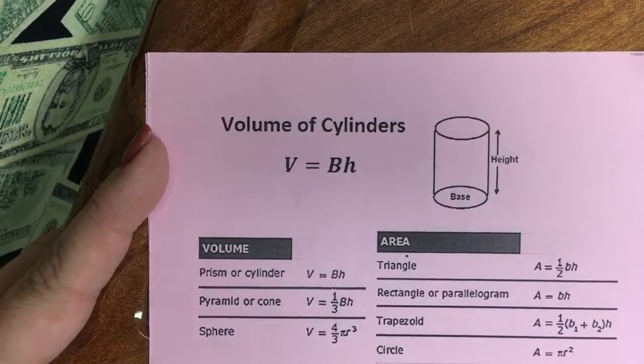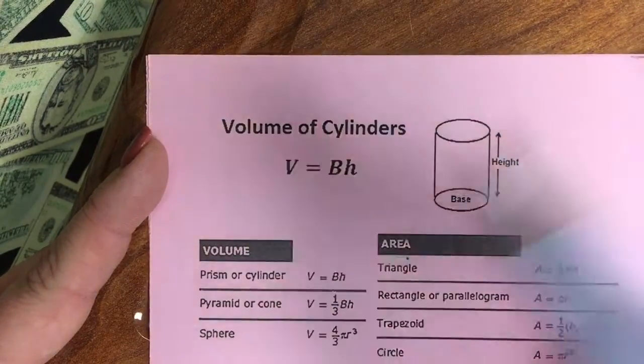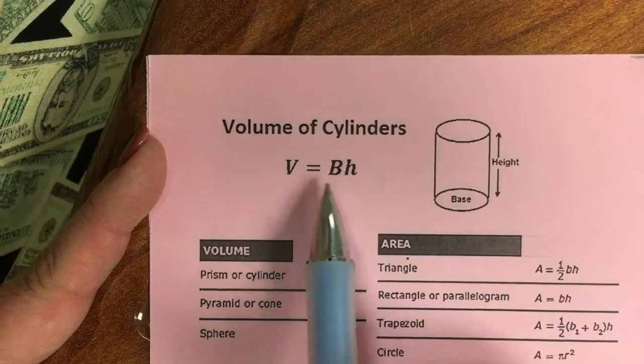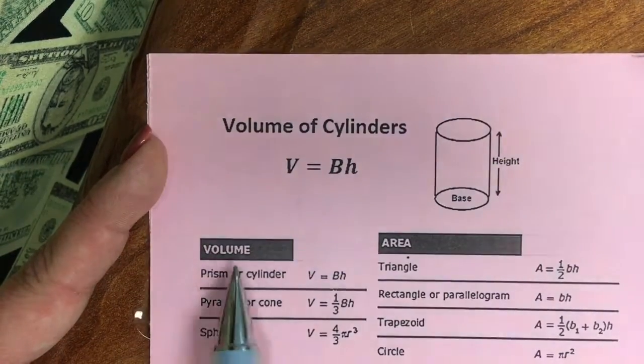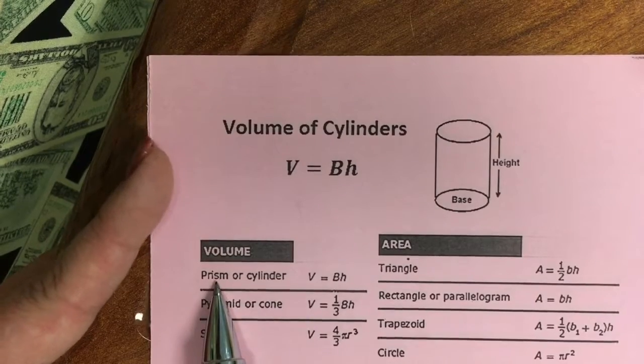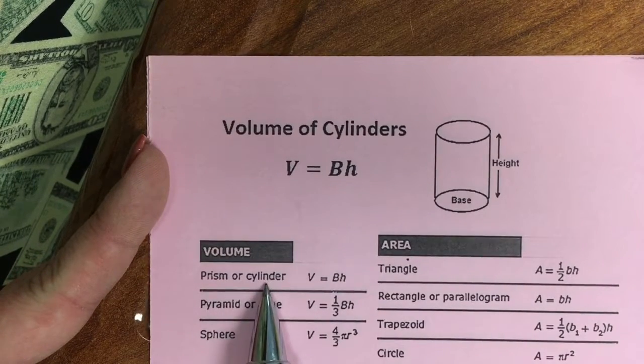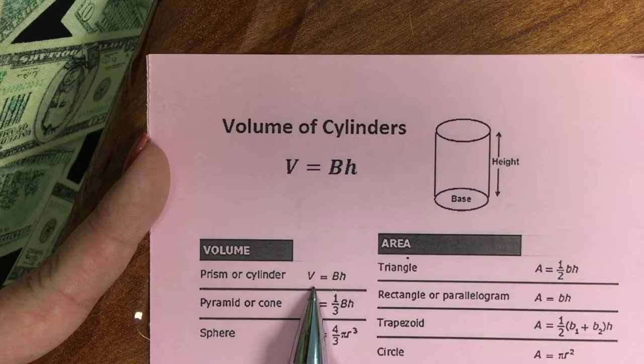All right, volume of a cylinder. So we have a cylinder. We have this formula, volume is equal to capital B times H. We have this formula under the volume section in our reference material. It's good for a prism or a cylinder. We're going to use it for a cylinder today.